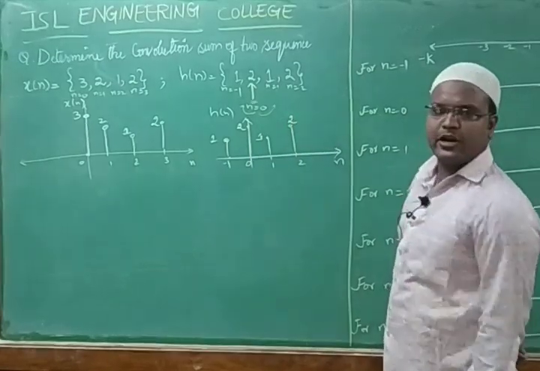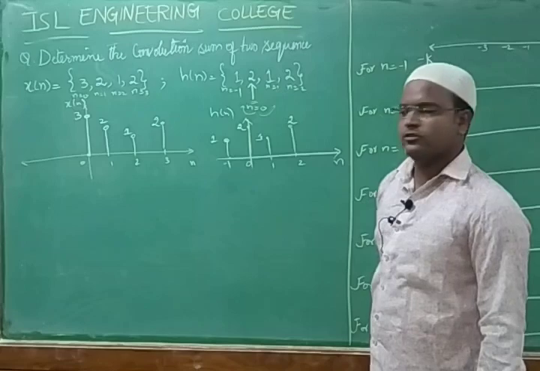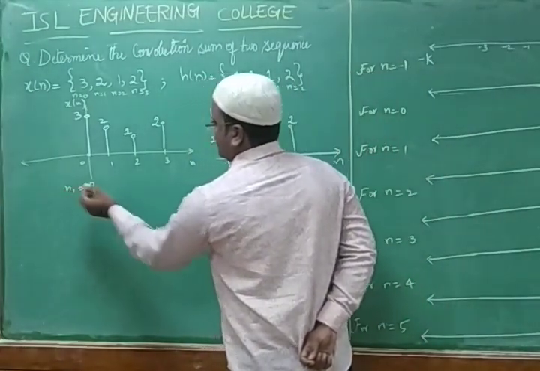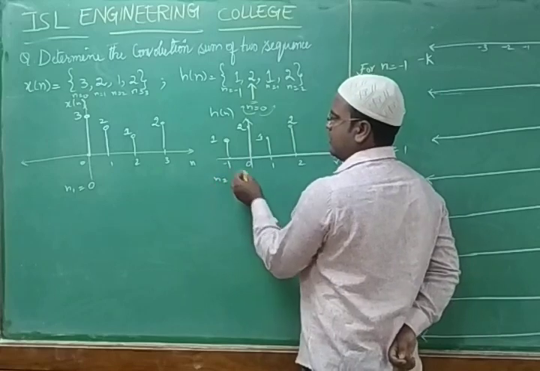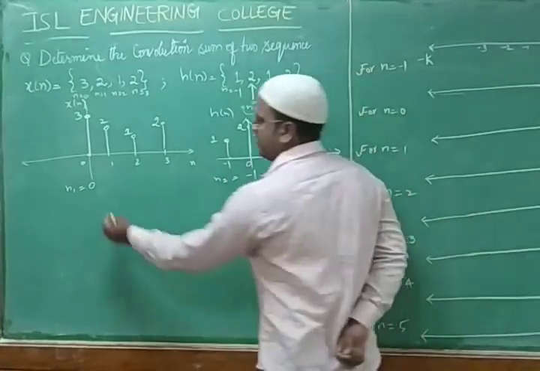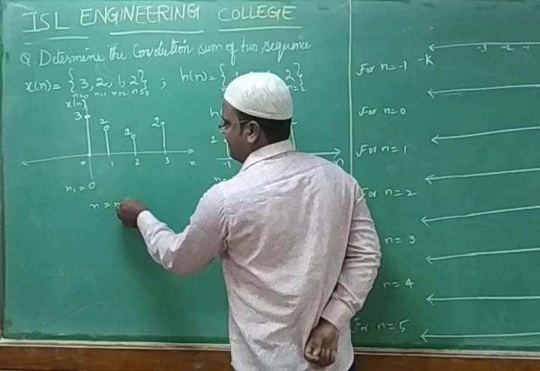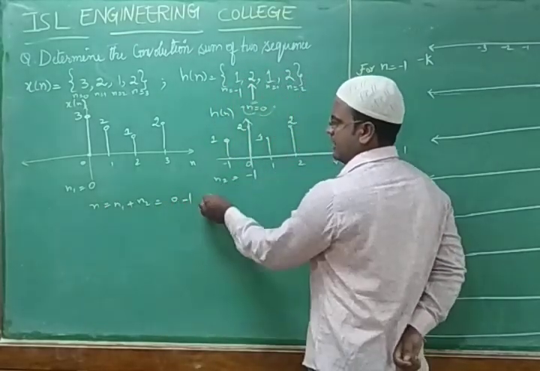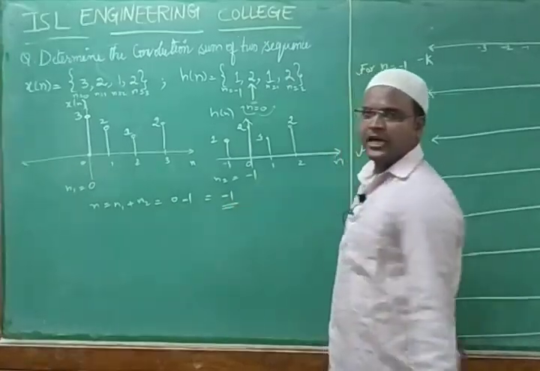Next, we need to find the lower limit of the output. For the first sequence, the lower limit n1 is 0. For the other sequence, the lower limit is -1. The starting index is n equals n1 plus n2, so that means 0 plus -1. That means the output sequence should start from -1.